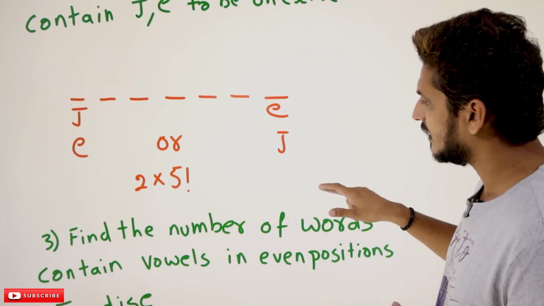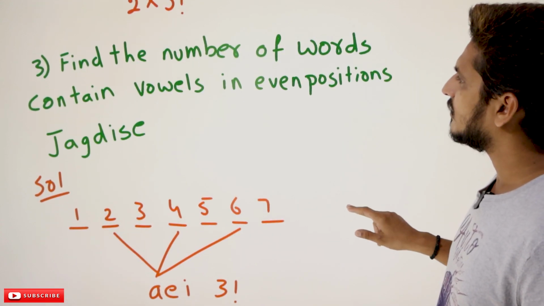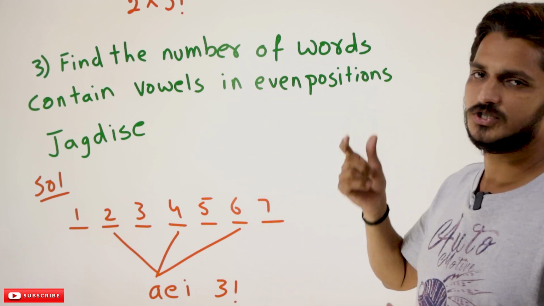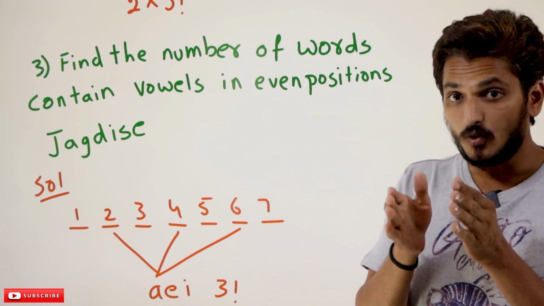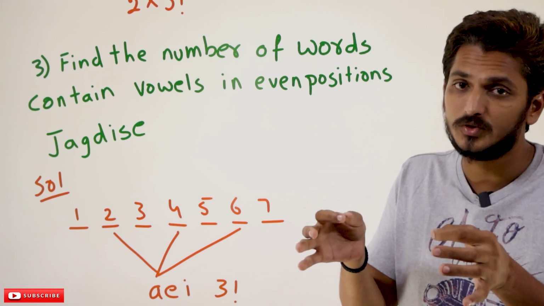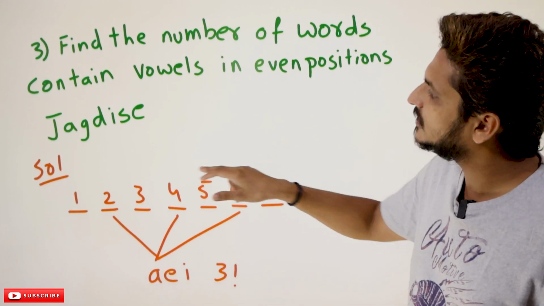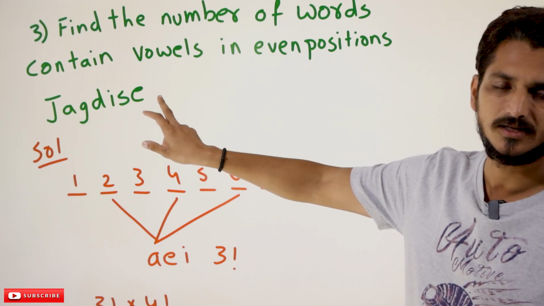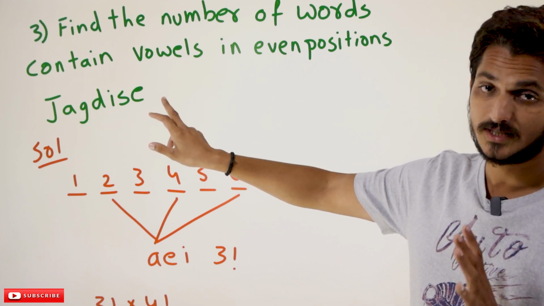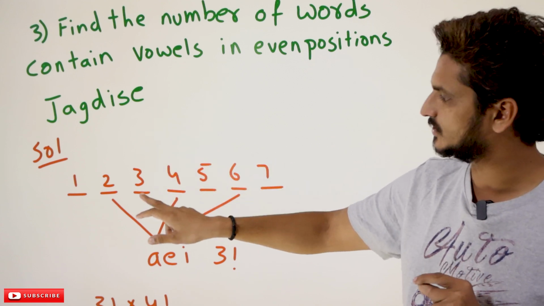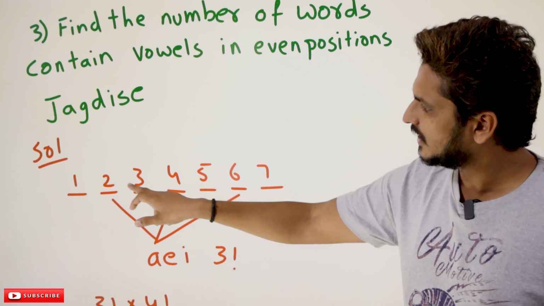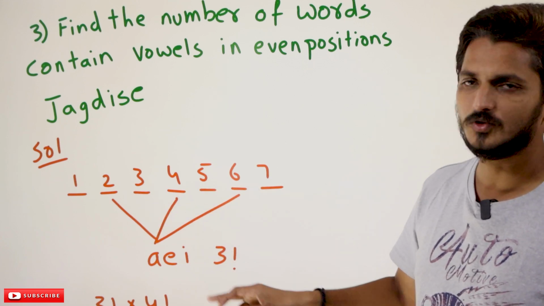Coming to the next question: find the number of words that contain vowels in even positions. The vowels should be present in even positions. How many characters are there? J, A, G, D, I, S, E. 7 characters are there. You need 7 positions: 1, 2, 3, 4, 5, 6, 7. Even positions means second position, fourth position, sixth position.